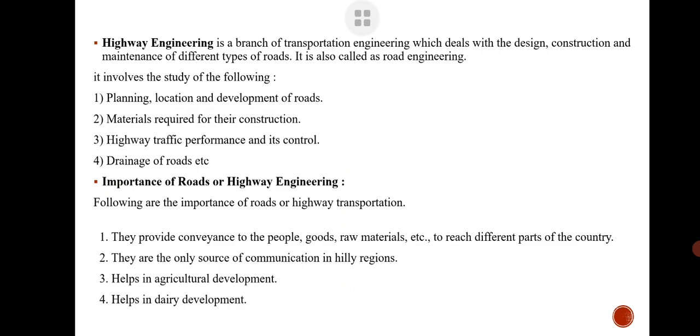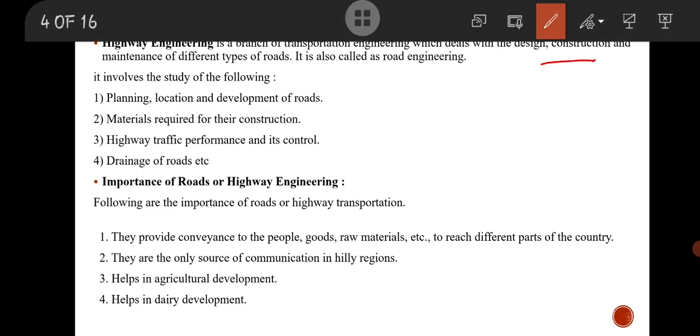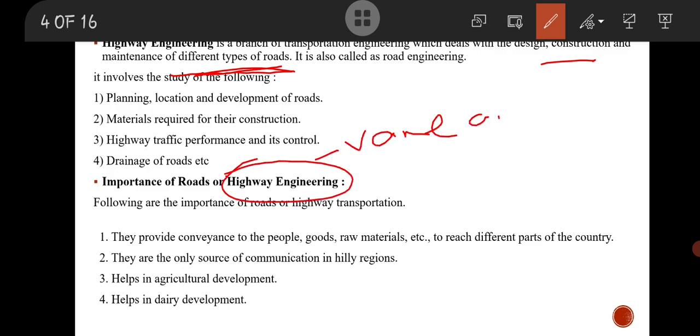As I have already told in the introduction, highway engineering is the branch of transportation engineering which deals with the design, construction and maintenance of different types of road. Different types of road means NH, SH, national highway, state highway, major district road and other district road, etc. Then what is the importance of highway? Highway is the vein of any country, that will supply goods and passengers from one place to another. A country's growth is defined by the development of its roads.